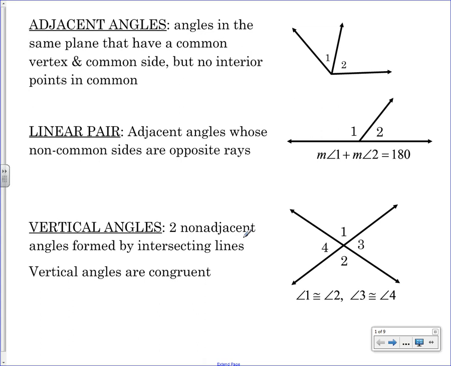Vertical angles: two non-adjacent angles formed by intersecting lines. The vertical angles are congruent. So angle 1 is vertical with which one? Angle 1 is vertical to angle 2, which means they're congruent. Angle 3 is vertical to angle 4, which means they're congruent. Vertical angles are congruent. That's what it says down here. Angle 1 is congruent to angle 2, angle 3 is congruent to angle 4. There are no m's and no equal sign because I don't know what they are. I just know they're the same. Did I lose anybody anywhere? Pretty easy, right? You already kind of knew that. Okay?